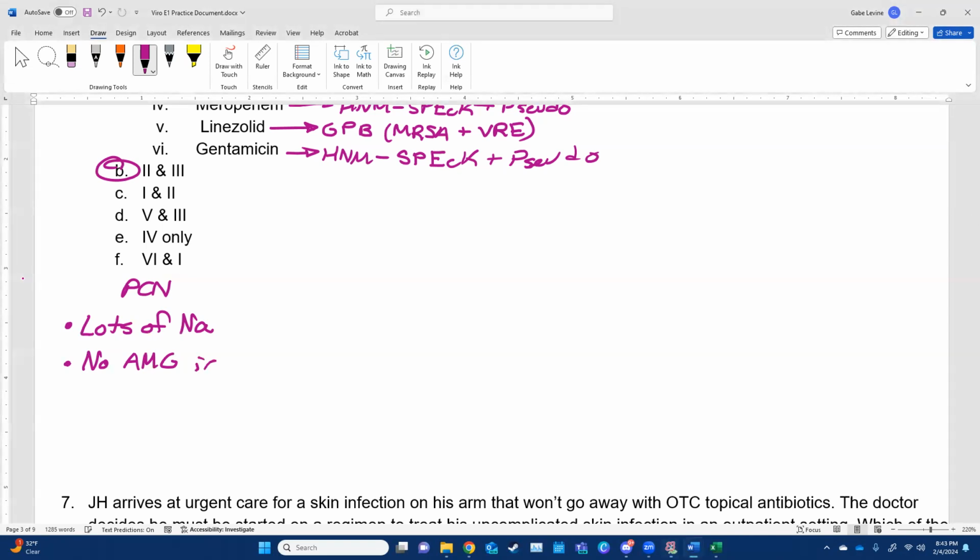Yes, that's a good point. Insane. Yep. All right. Penicillinase resistant penicillins. So what are these drugs?